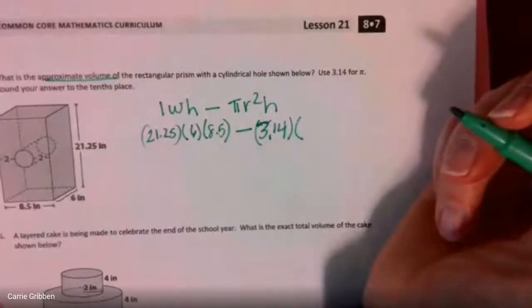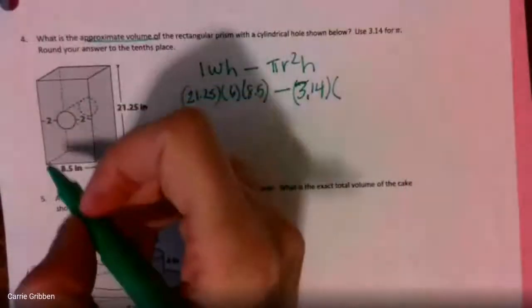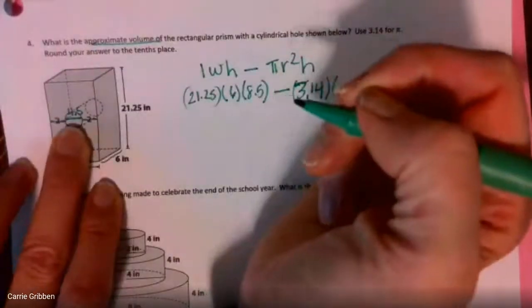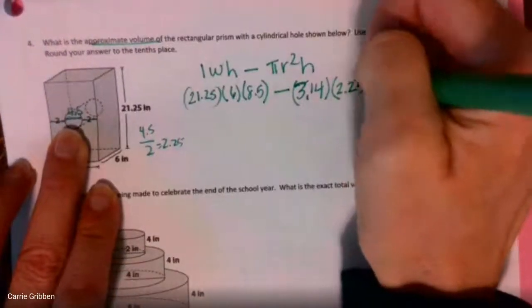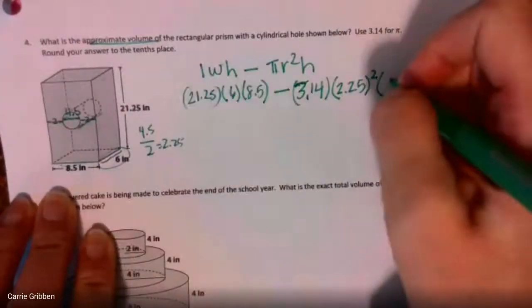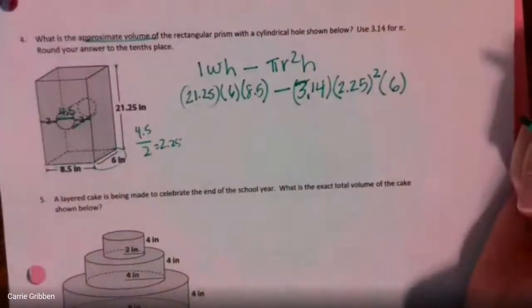Now, the radius of the cylinder is what I've got to figure out. You guys can figure this out easily. If this is 8.5 from here to here, and they told you this is 2 and this is 2, take off 4, then the diameter would be 4.5. But I don't want the diameter, I want the radius. So 4.5 divided by 2 is 2.25, 2.25 squared. And the height of the cylinder is from here to here, so it's actually the 6 going this way. So that would be that.